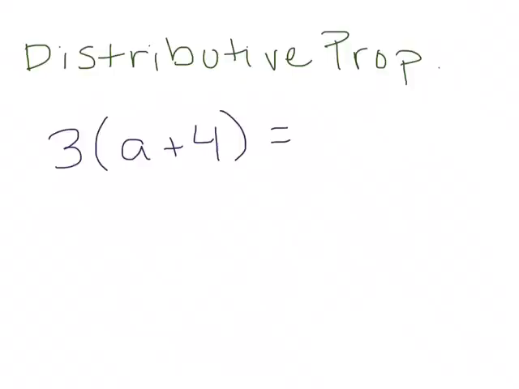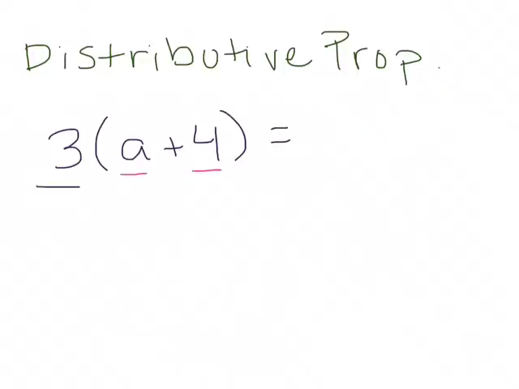In order to expand the left side of the equation, you could use the distributive property. So basically, we're just rewriting this expression in a different way. And what you're doing is you're distributing the number that's outside of the parentheses, which is in this case the 3, to all the terms that are inside the parentheses, meaning the a and the 4.